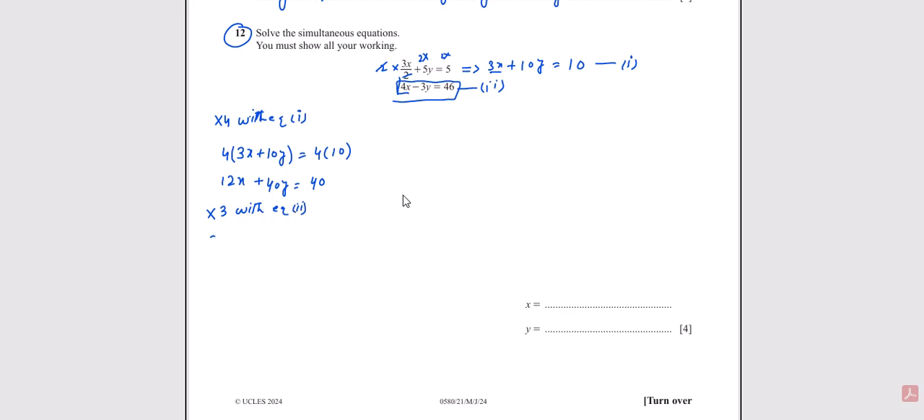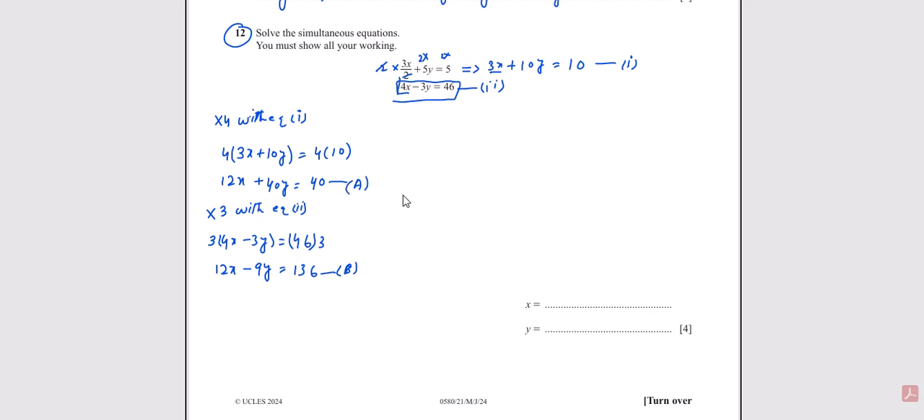So 3 into 4x minus 3y is equal to 46. 3 multiplied by 4, that is equal to 12x, minus 3 multiplied by 3, 9y, and also multiplying 46 by 3, that is equal to 138. So the new equations, let's say this is A and this is B.